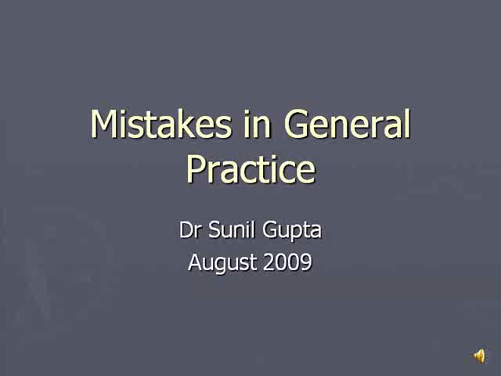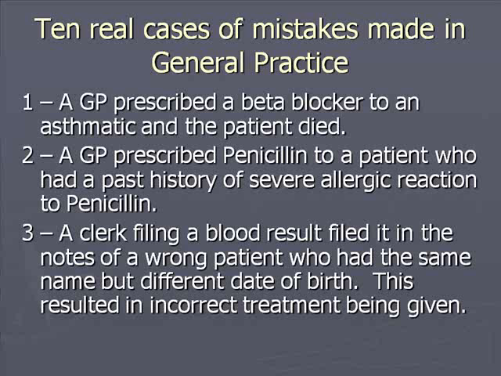So 10 real cases of mistakes which I've come across in general practice are: case 1, a GP prescribed a beta blocker to an asthmatic and that patient subsequently died. Case 2, a GP prescribed penicillin to a patient who had a past history of severe allergic reaction to penicillin. Case 3, a clerk filed a blood result in the notes of a wrong patient who had the same name but a different date of birth, and that resulted in incorrect treatment being given.